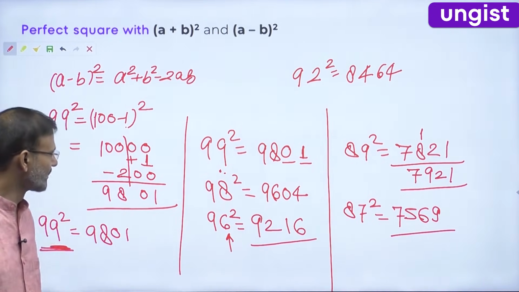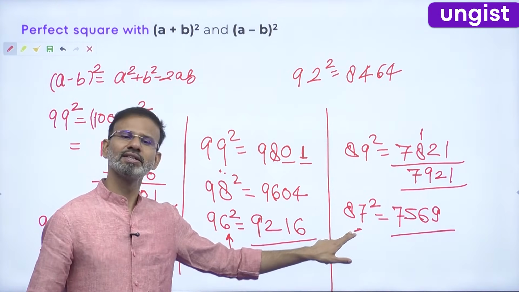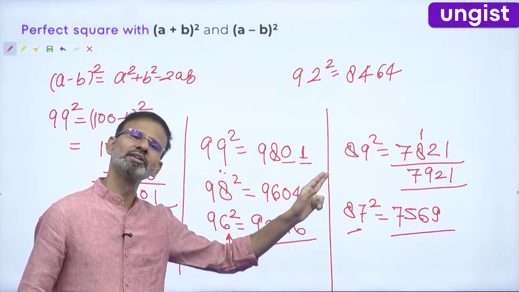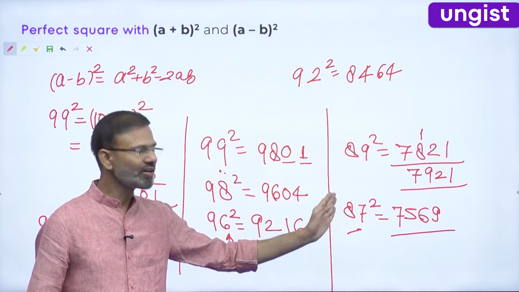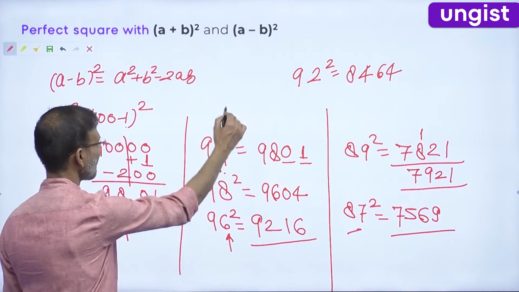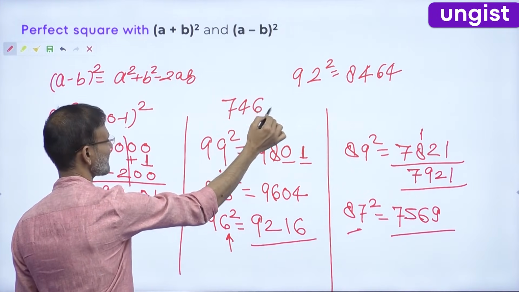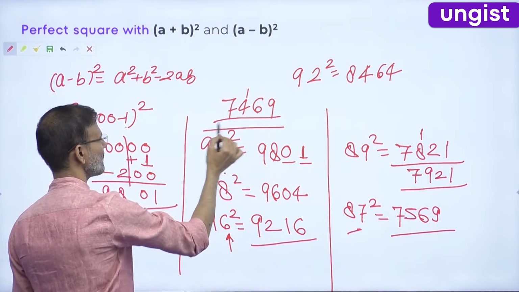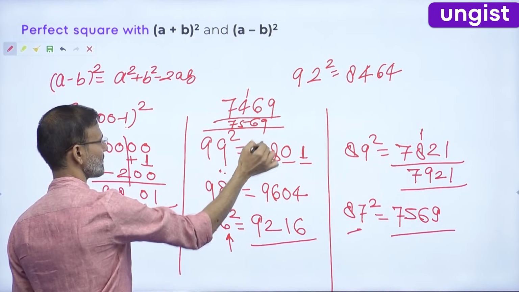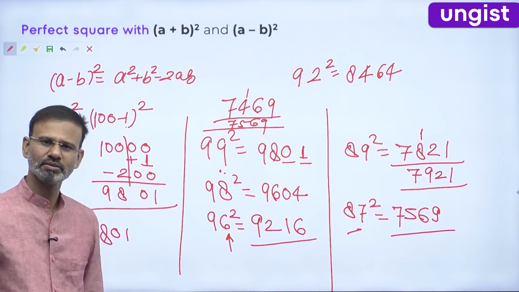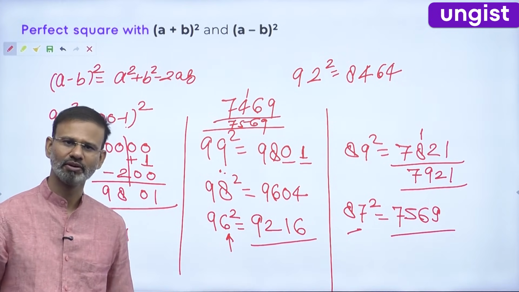एक बार और देखिए. This number is 13 less than 100. So subtract 13 from this number. This will give you 74, right? And 13 square is 169. So write 69 here, 1 here. Add them. 7, 5, 6, 9. Correct? Aman? Comfortable? Okay.